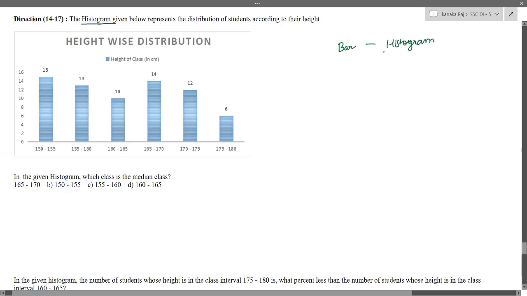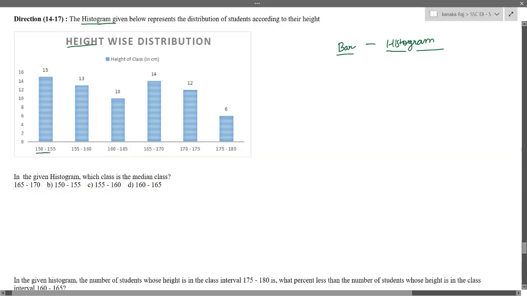Histogram is also a chart which is very similar to a bar graph. But in a histogram, what we do is distribute the values. For example, look at this. In a particular class, there are students with different heights. So what are we doing here? We are not comparing two variables. Instead, we are distributing the variables.